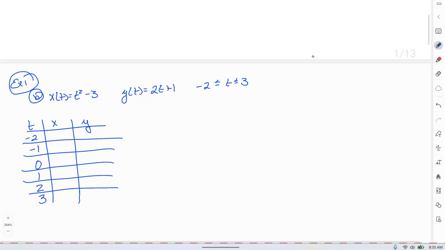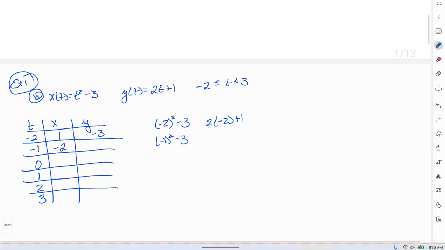When I plug in -2, I'm going to have to find x. It's going to be -2 squared minus 3, which is going to be a 1. When I plug into y, I'm going to get 2 times -2 plus 1, which is -4 plus 1, which is -3. Then we're going to plug in the -1. So -1 squared minus 3 is going to be 1 minus 3, which is a -2.